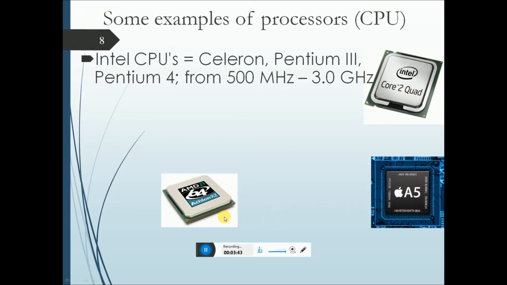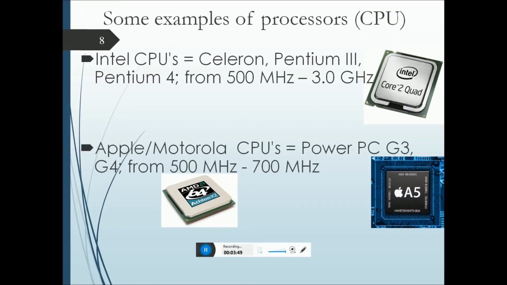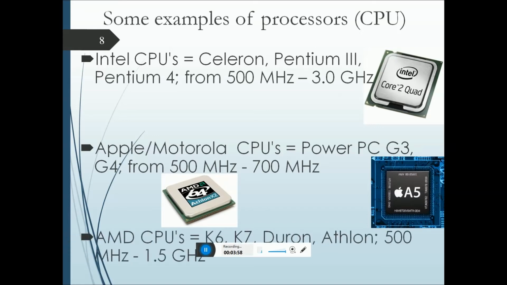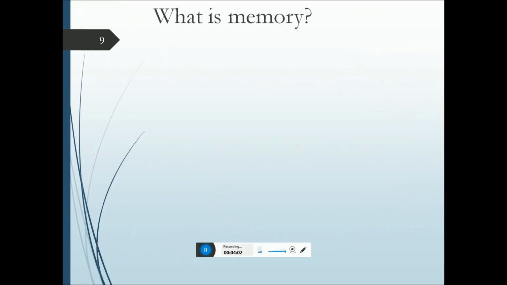The Intel CPUs include Celeron, Pentium 3, and Pentium 4, from 500 MHz to 3 GHz. The Apple Motorola CPUs are PowerPC G3 and G4, from 500 MHz to 700 MHz. The AMD CPUs are K6 and K7 Duron, from 500 MHz to 1.5 GHz.